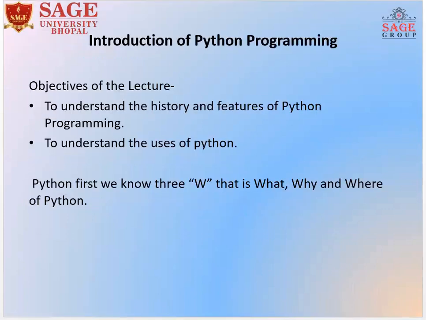In this lecture, I will discuss a few objectives. First, we understand the history and the future of Python programming. Second, we understand the uses of Python. So overall in Python, first we know the 3 W's, that is, what, why, where of Python. So first we come to the first W, that is, what.